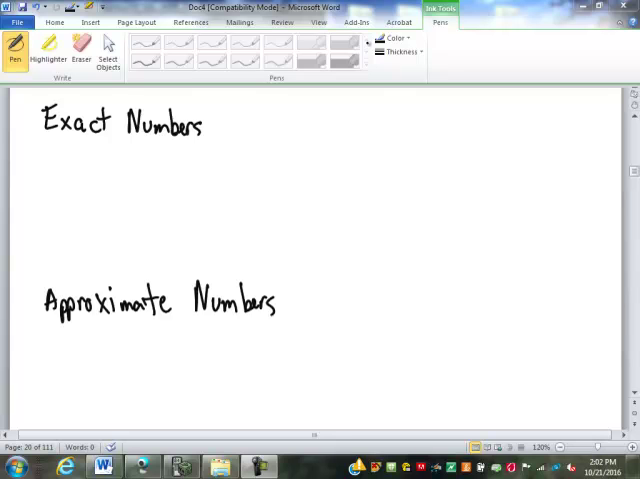So in Unit 2, we're going to talk about measurements and calculations with measurements and all the conversions and all that good stuff. To start off with, we have to start talking about exact numbers and approximate numbers.